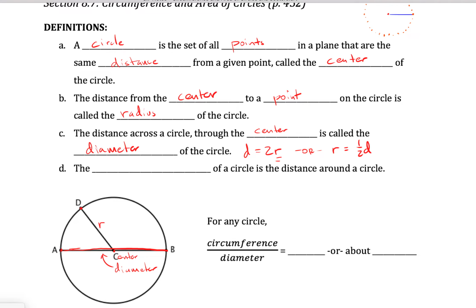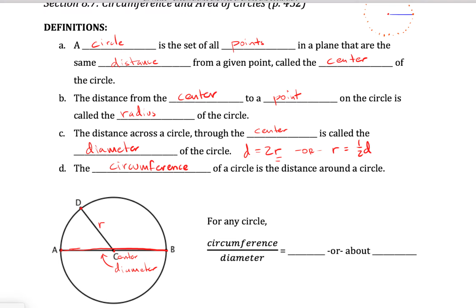Last term that you need to know is something called the circumference of a circle. The circumference of a circle is the distance around the circle. So if I measured from A, going clockwise around this circle until I got back to A, that would be the circumference of the circle.